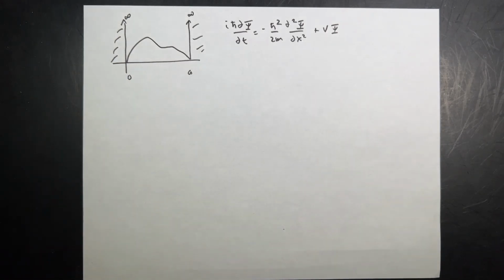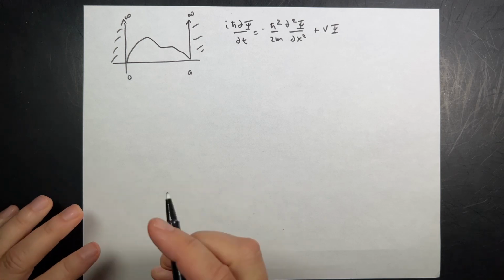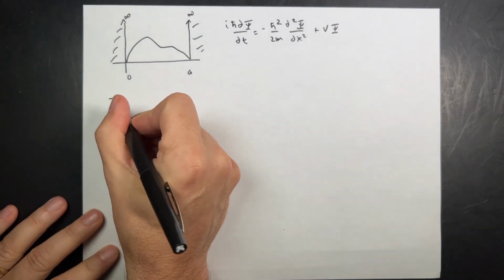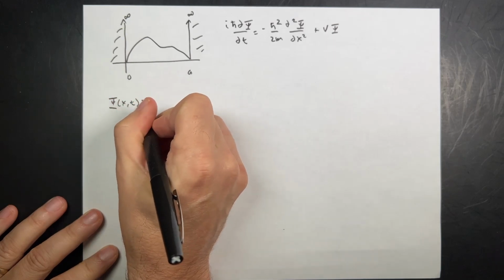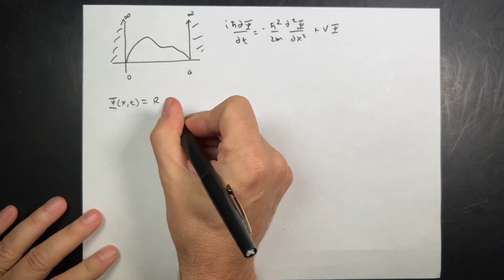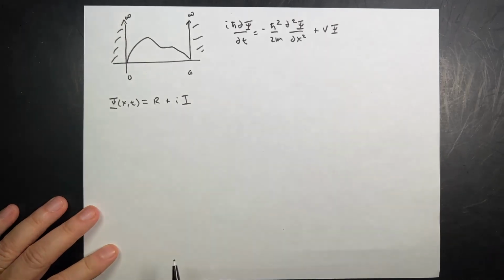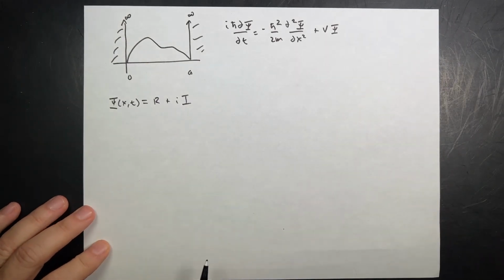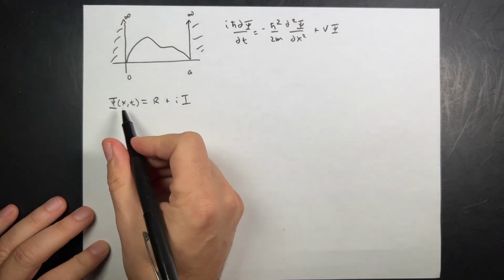So we can solve this by making two equations. I can make two differential equations by letting psi of x and t be some real component plus an imaginary component. So I'm going to assume it's a complex solution. It has a real part.